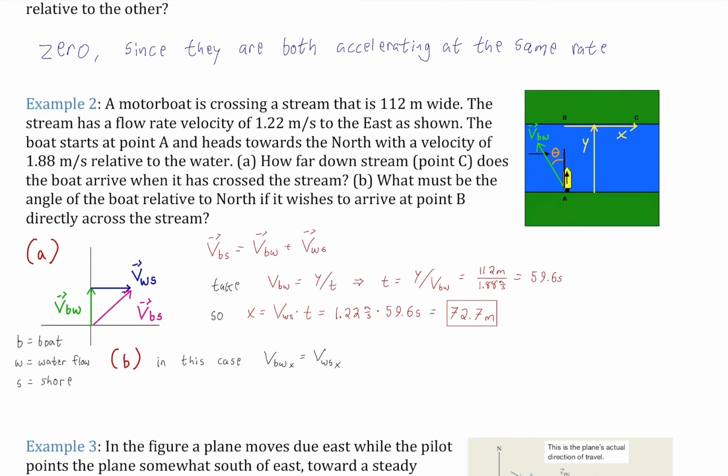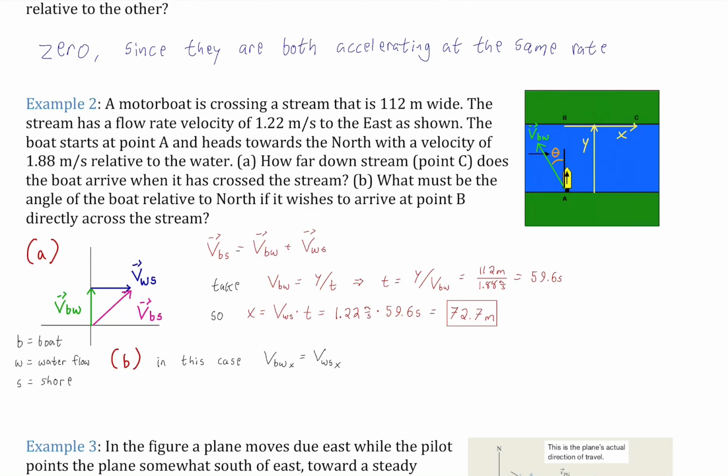So in part B, we don't want to get pulled downstream. We want to actually arrive at B. So now we're going to angle our velocity of the boat relative to the water vector, the one I've drawn here. We're going to angle it upstream a certain angle theta, and that is the angle we want to solve for. So how do we go about doing that?